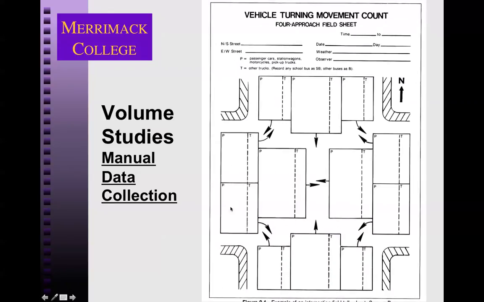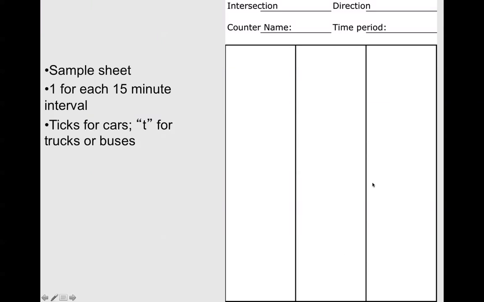So here's a turning count sheet that you could use with paper and pencil, and just make your little tick marks. Every 15 minutes you'll have a new sheet, okay? And just make little tick marks every time you see a movement. Or you could just do a simple homemade version of this. This represents each approach, right? And each sheet would be one approach, one 15-minute interval.